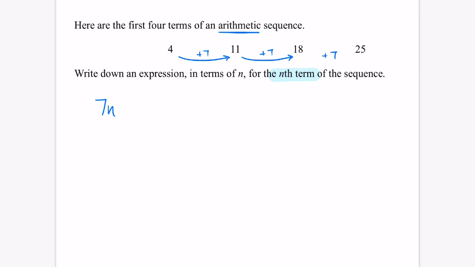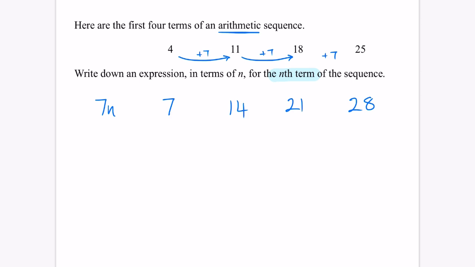7n stands for 7 times n, and this creates the 7 times table because 7 times 1 is 7, 7 times 2 is 14, times 3 is 21, times 4 is 28. So that's 7n, the nth term of the 7 times table.